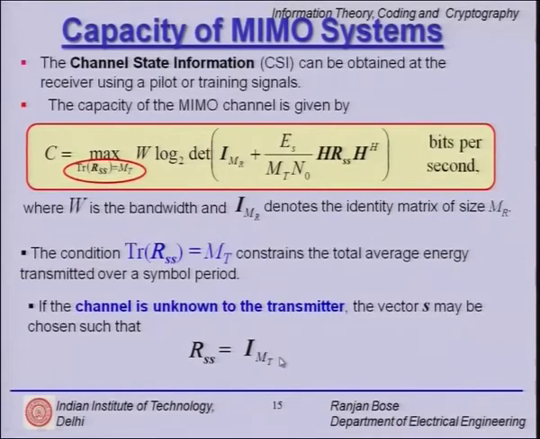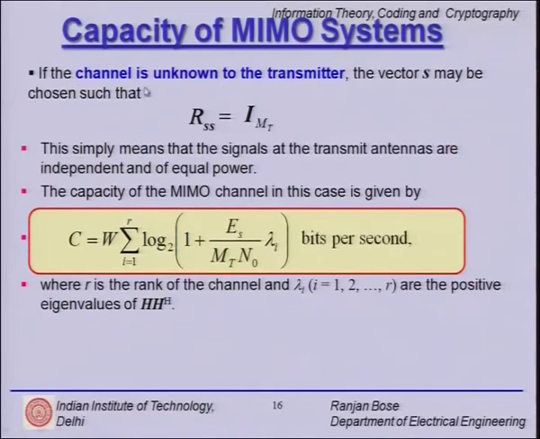Only when I have some idea about the channel, if one of the channels is poorer, I should focus and put more power in the good channel as opposed to a not so good channel. But if the channel is unknown to the transmitter, this is my best bet. So, continuing with the channel unknown to the transmitter, the vector S may be chosen such that RSS is the identity matrix. This simply means that the signals at the transmit antennas are independent and of equal power.